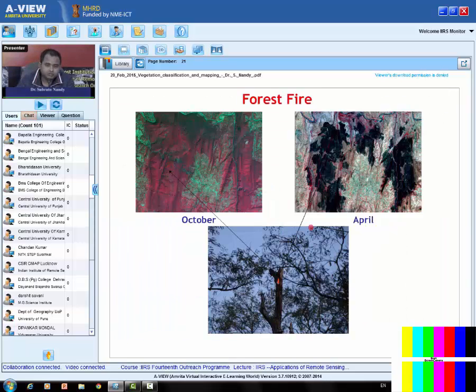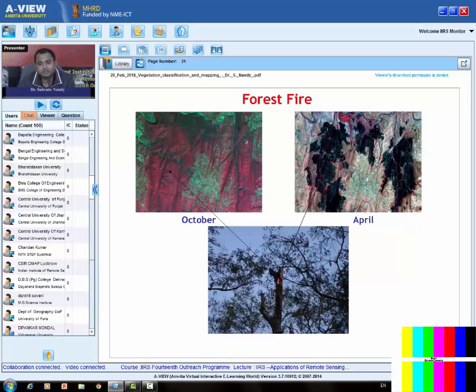Now this is imagery of Gujarat. Now this is October imagery, and look at April imagery. These all are fire scars, like things. Now suppose I want to do vegetation mapping in this area, and if I am taking April imagery, see, I will classify everything as non-forest here.